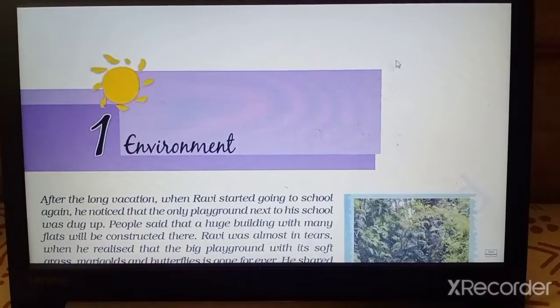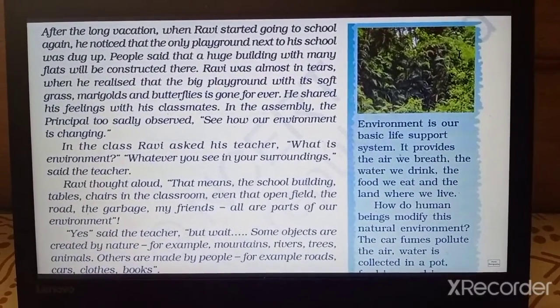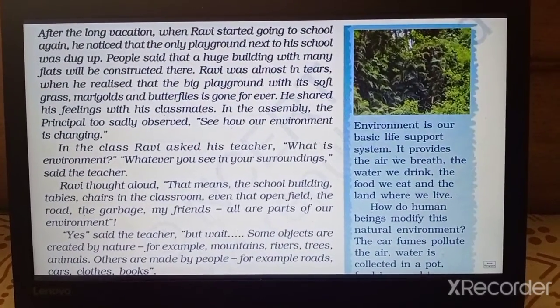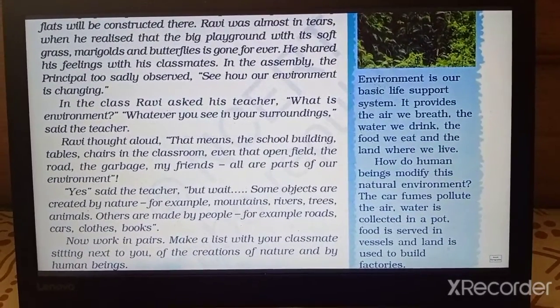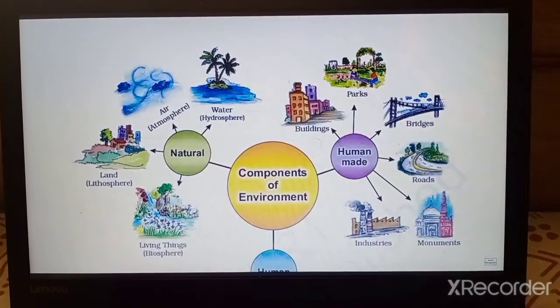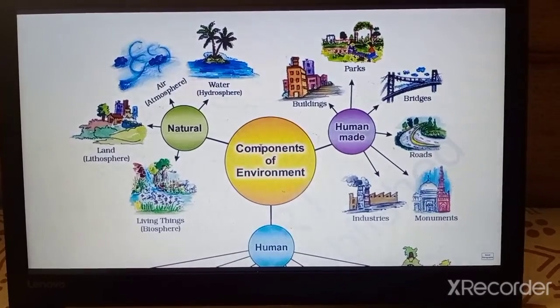Chapter 1: Environment. In this chapter, we'll read about whatever you see in the environment, what the environment is composed of, and what the growing threats to the environment are. Have a look at this picture that says components of environment.